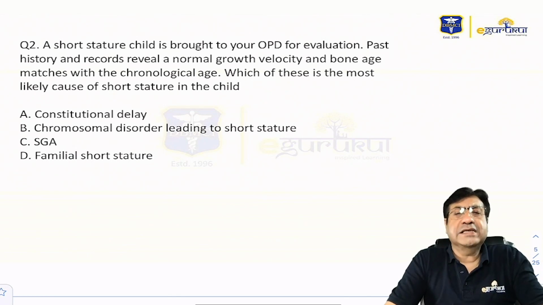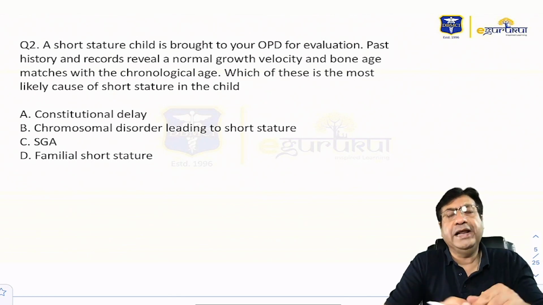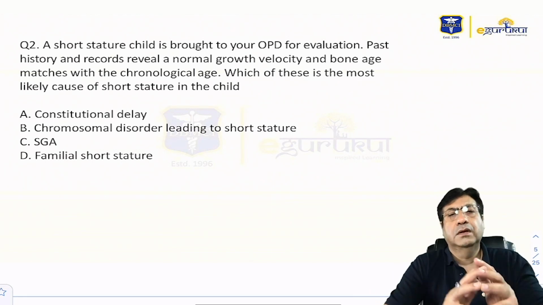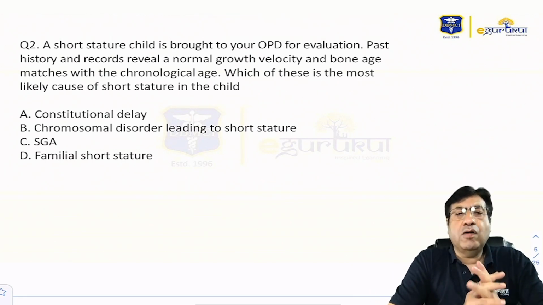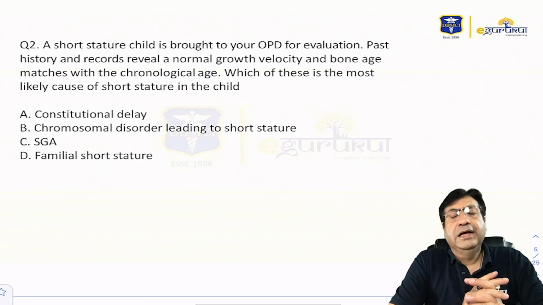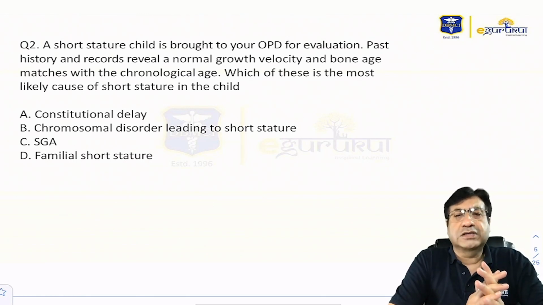So question number 2 says a short stature child is brought to your OPD for evaluation. The past history of the child along with the medical record evaluation reveals that the child has a normal growth velocity and the bone age of the child matches with the chronological age. So they're asking which of these is the most likely cause of short stature in the child. The options that they have given are a constitutional delay, a chromosomal disorder which led to a short stature, a small for gestational age, or a familial short stature.